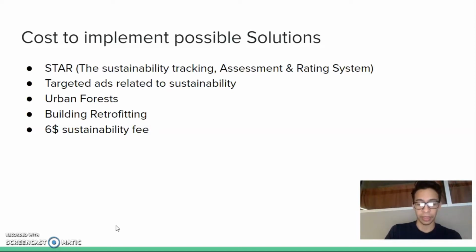We've also examined the idea of implementing an urban forest system around Wayne State to meet Wayne State's goal of reducing greenhouse gas emissions. With an estimated investment of around $25,000, Wayne State would be able to plant 100 medium-sized trees that would absorb 5,000 pounds of CO2 a year.